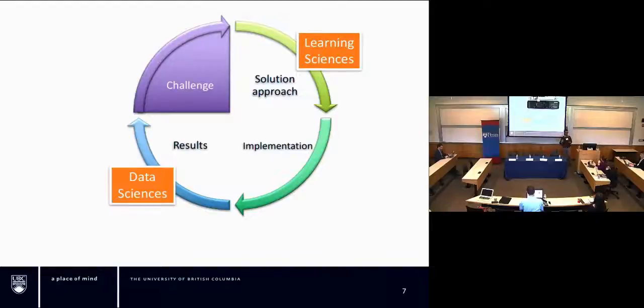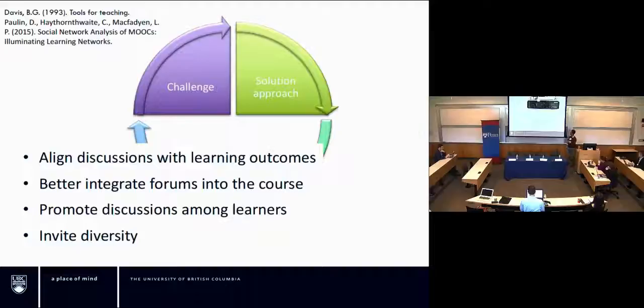I've heard too many computer scientists tell me, why do we need theory? We have data. And I've had too many theory people say that the data is just misleading. So we said, let's see if these two can talk to each other. We'll go to the learning sciences to figure out the approach and the data sciences to evaluate it. And we designed the following approach for our discussion forums. Again, not rocket science, it all makes sense.